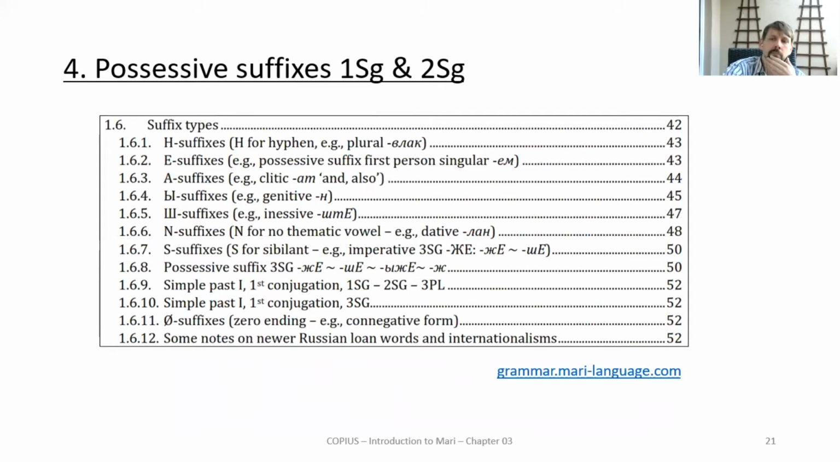And here a reference to the learner's grammar of Mari, where in the first chapter we have an overview of what we are calling in the learner's grammar the suffix types, that basically every suffix in Mari morphology can be assigned to one of these categories, and then the formation of the linking to the stem is the same for all suffixes belonging to one of these groups.